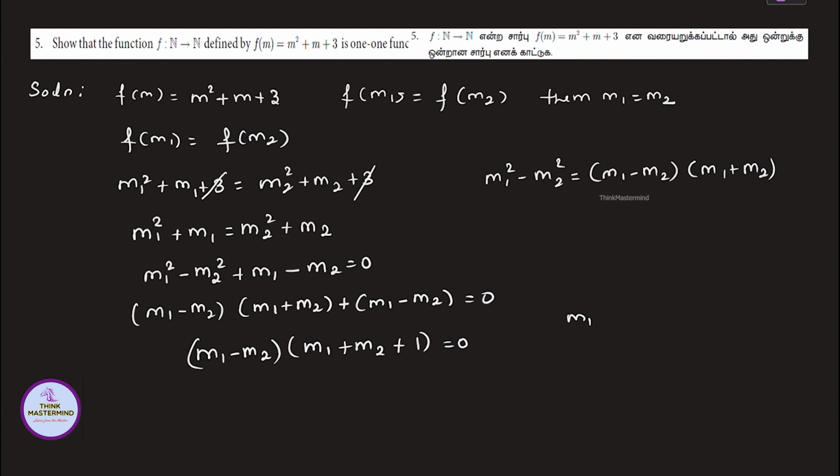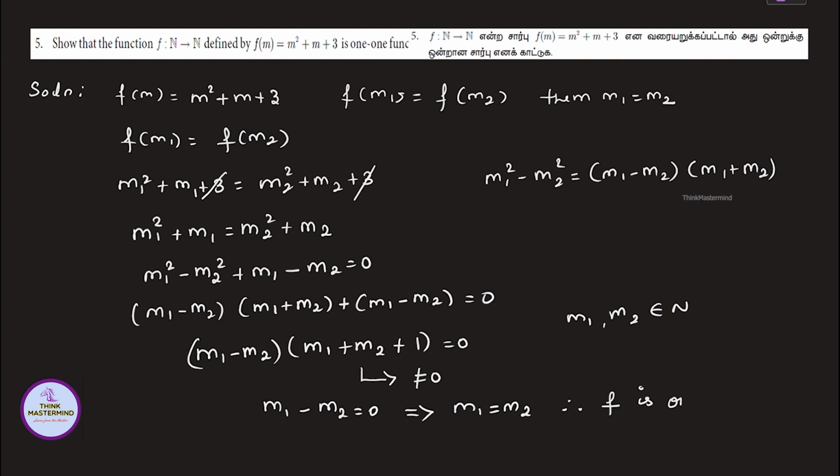So m1 and m2 belong to N such that this term m1 plus m2 plus 1 is not equal to 0. That is, substituting any value of m1, m2, this value is not equal to 0. Therefore, m1 minus m2 is equal to 0. That implies m1 is equal to m2. Therefore, the given function f is 1 to 1.